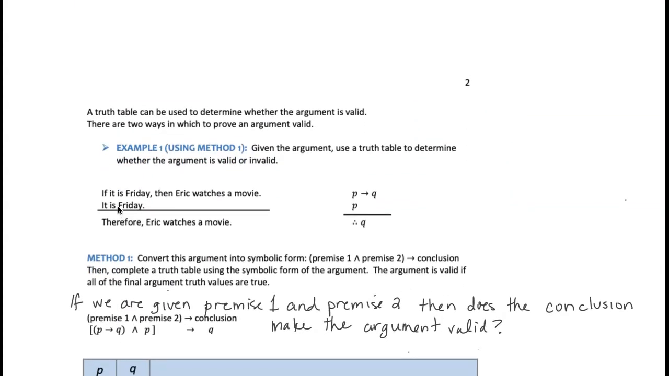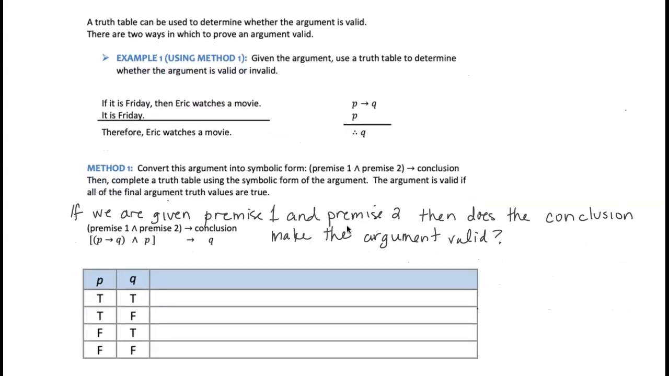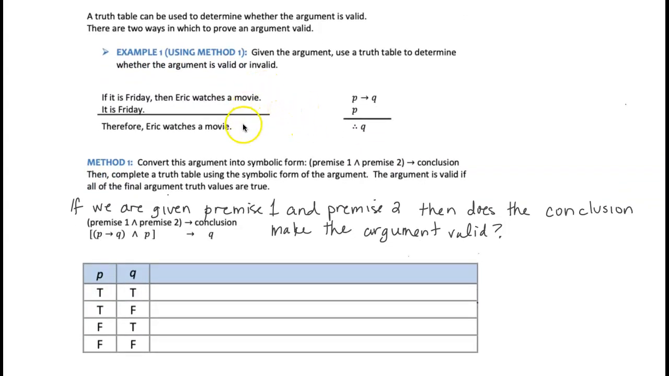Let's get started. We have the same argument we were just working with, the same symbolic notation. We're going to use two different methods to show whether this argument is valid or invalid. The first one is method 1, and we would convert this whole argument into an if-then statement. We were just saying, if we were given premise statement 1 and premise statement 2, then we want to determine if the conclusion makes the argument valid. That's how we convert this whole argument into one conditional.